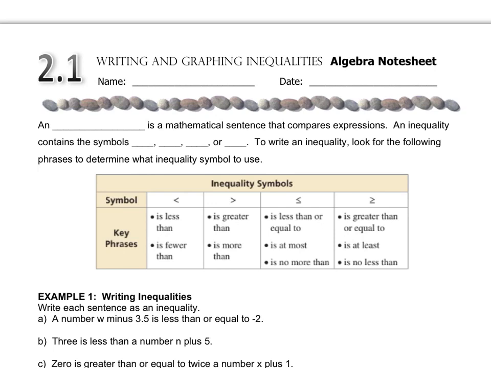But for right now, we're just going to review the basics. An inequality is a mathematical sentence that compares expressions. And there are 4 symbols that we use. There's the greater than sign. There's the less than sign. There's greater than or equal, or less than or equal. Those shouldn't be brand new to you. And there's a chart down here that goes over the words that you might see in a sentence that would represent each of the symbols.